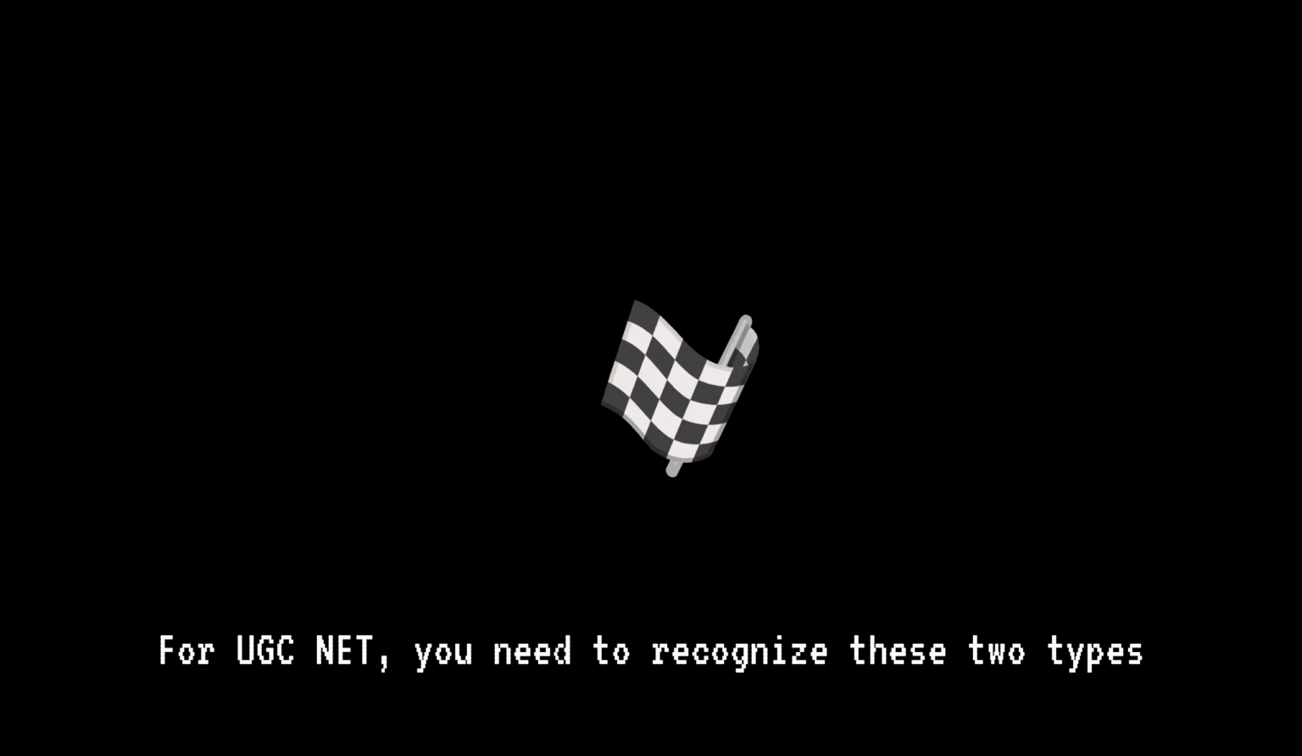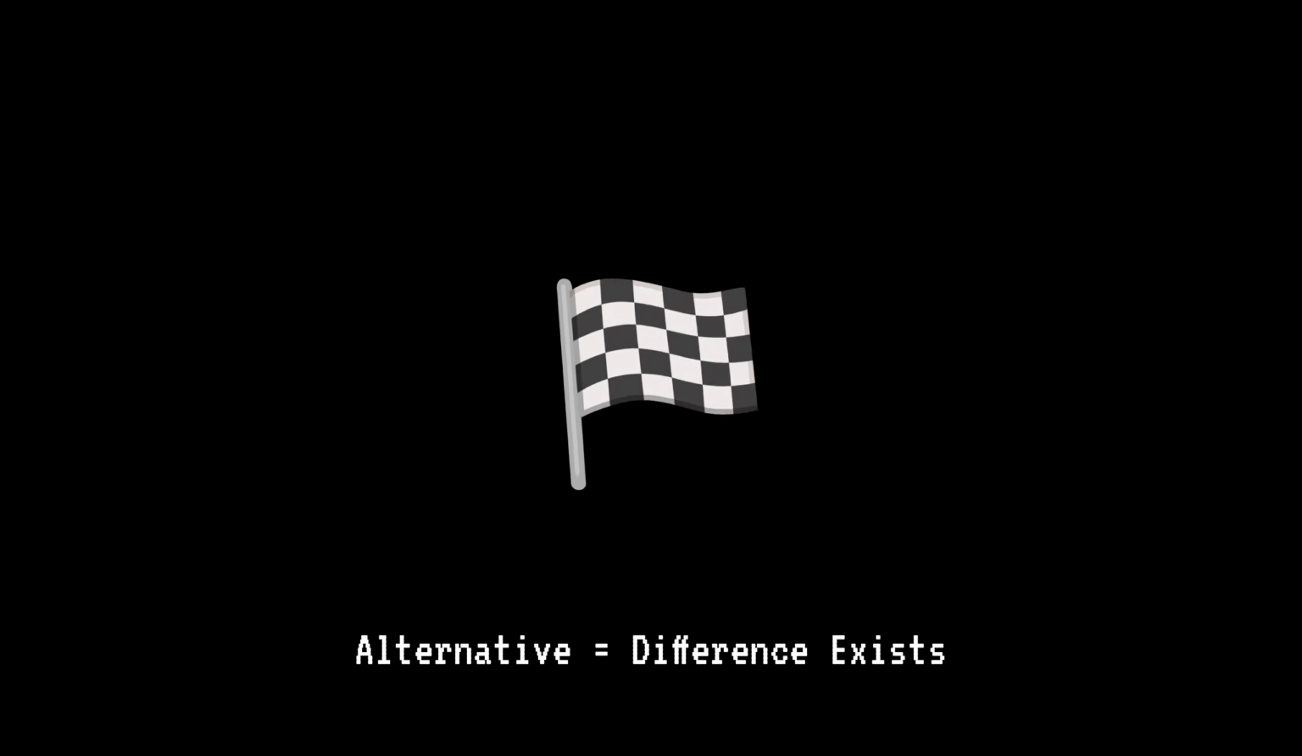For UGC NET, you need to recognize these two types and know the difference. Null equals no difference. Alternative equals difference exists.